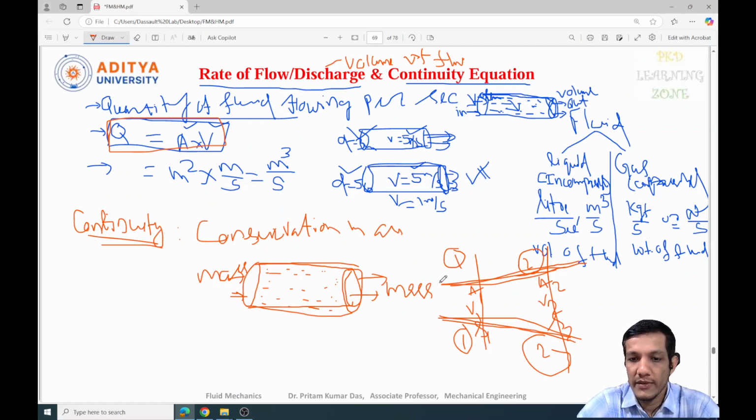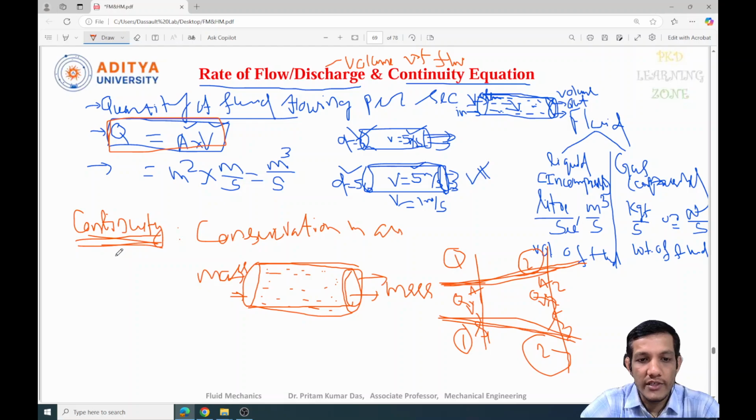Now, as per the continuity equation, what it says is: suppose this is a diverging pipe, and the fluid flows through the pipe. At all the cross sections of this pipe, the quantity of fluid per second is going to be constant. That means whatever Q value is here, we are going to get the same Q here. That is the motto of this continuity equation.